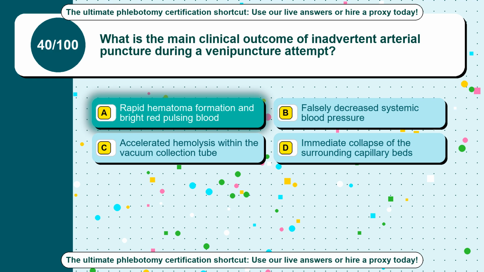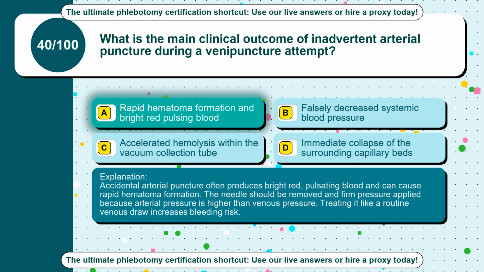The correct answer is option A, rapid hematoma formation and bright red pulsing blood. Accidental arterial puncture often produces bright red, pulsating blood and can cause rapid hematoma formation. The needle should be removed and firm pressure applied because arterial pressure is higher than venous pressure. Treating it like a routine venous draw increases bleeding risk.